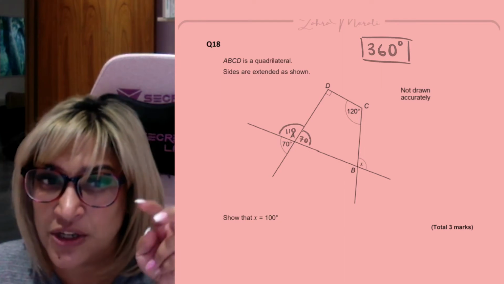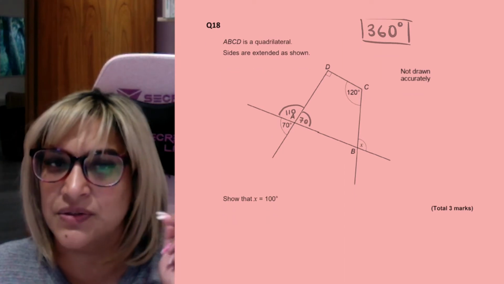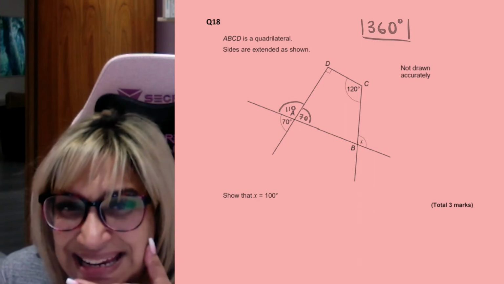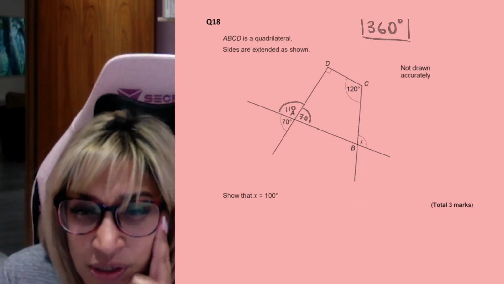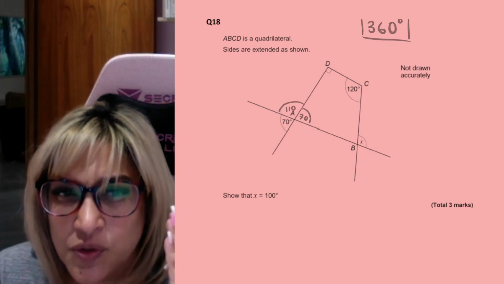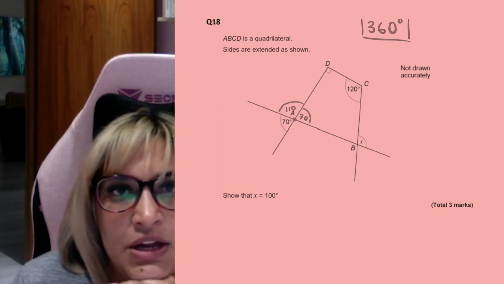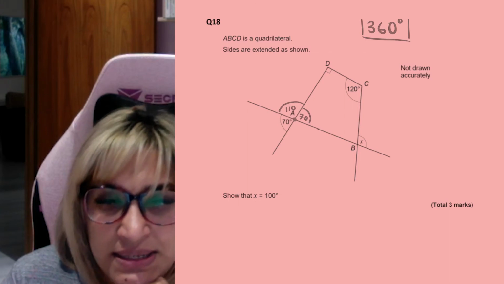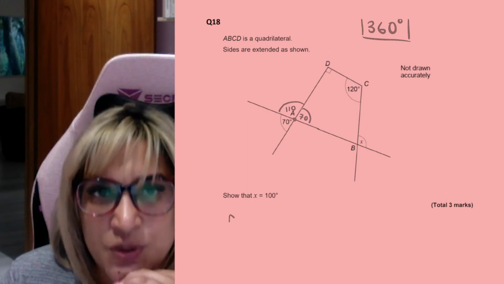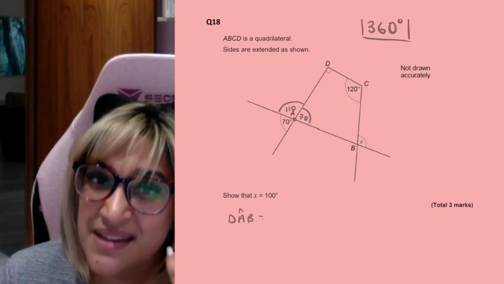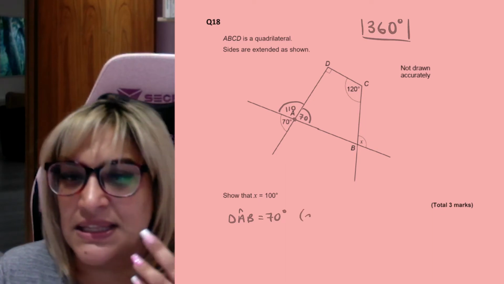So you can straight away go, those opposite angles are the same. Which means we can find that angle in the corner because we know the four-sided shape adds up to 360. So we're going to have 360 minus 70 minus 120 minus 90, which will give us that other angle.